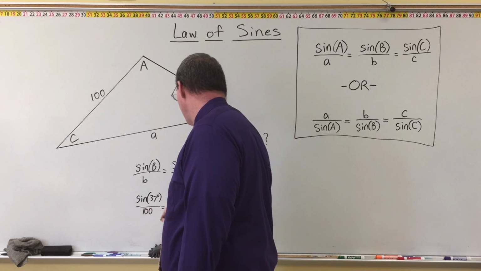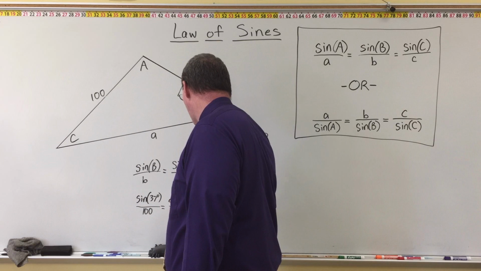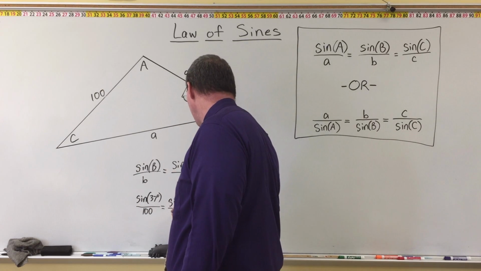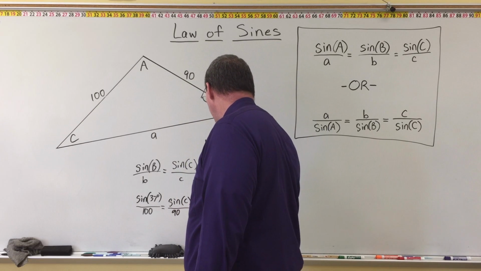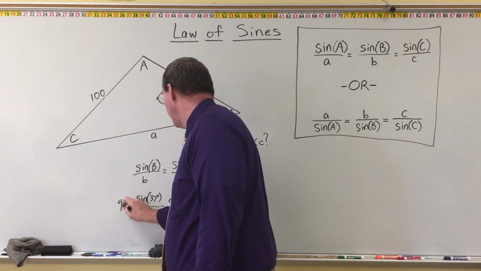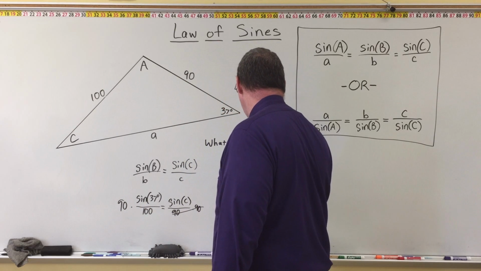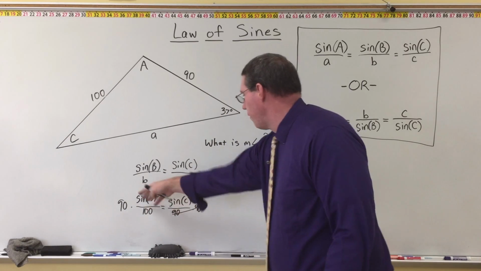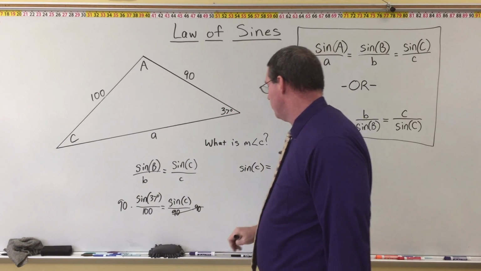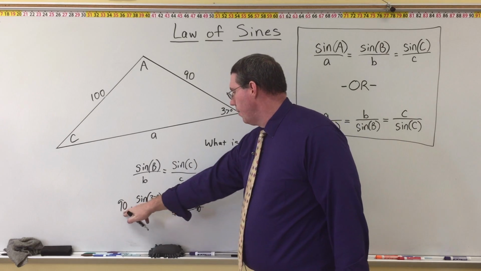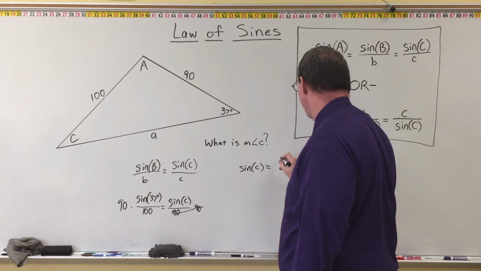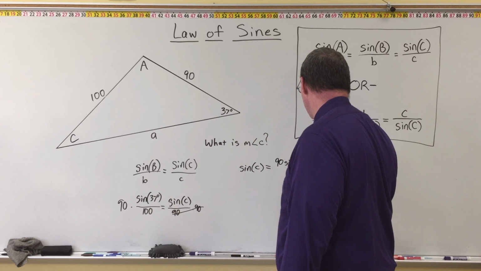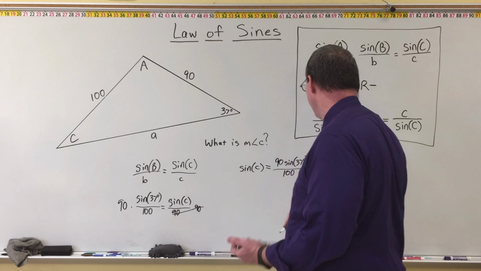100 is equal to sine of C. We do not know what angle C is; we're trying to find that. Over the length of side C, which is 90. We multiply by 90 on both sides to cancel. Now sine of C is equal to, I'm putting this on the right side just so I can have my variable on the left side, 90 times sine of 37 degrees over 100.